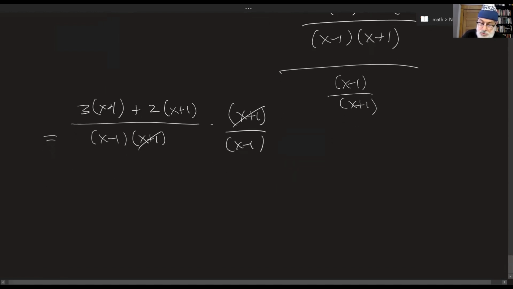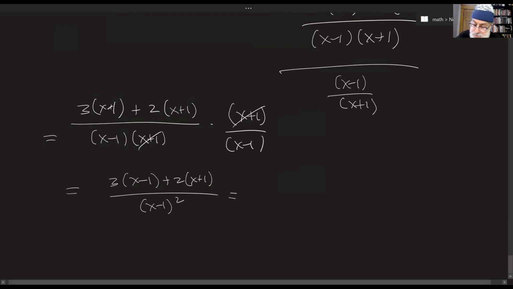Now you would be tempted to cancel the x minus 1 with the x minus 1 on top, but remember that's an addition, so let's leave that alone. We have x minus 1 plus 2x plus 1 divided by x minus 1 squared.